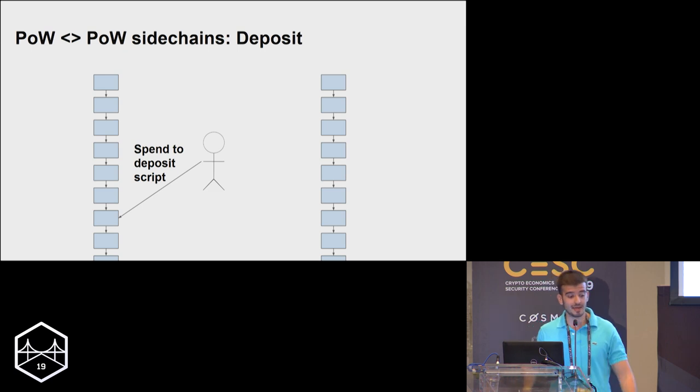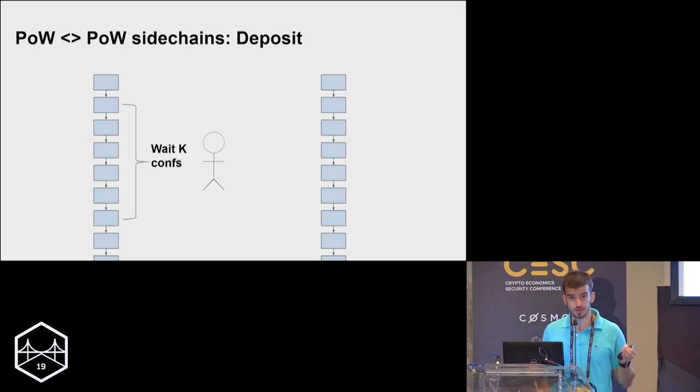So let's go through an example. We have Alice, the usual suspect. She has a Bitcoin. She sends it to a deposit script. I'm going to use Bitcoin terminology for this, but it applies to script; think of it as a smart contract. Alice sends it to the deposit script. She waits some confirmations, where K is the security parameter that you use. Bigger K, you're more convinced that the transaction is not going to get reorged. Smaller K, fewer guarantees about the reorg, but better UX trade-offs.